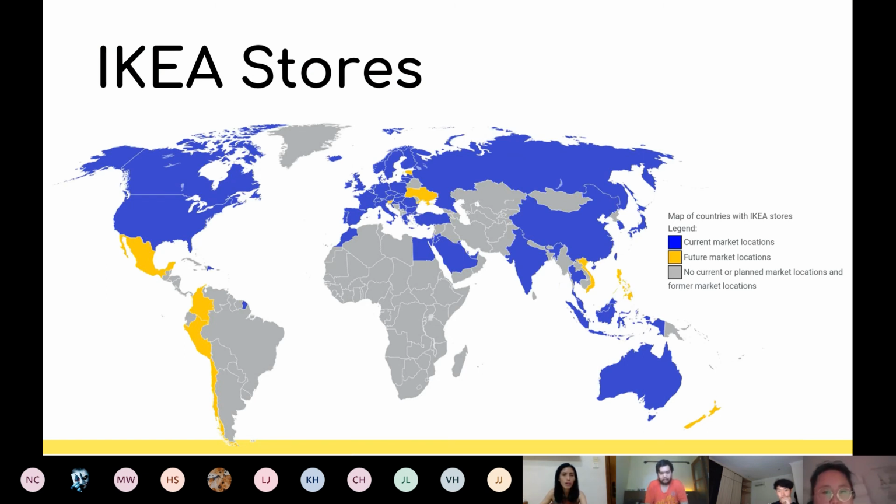So IKEA's DIY system over their disassembled furniture products is what makes over 52 countries interested about their nature. And until November 2018, there have been about 424 stores available throughout the globe.